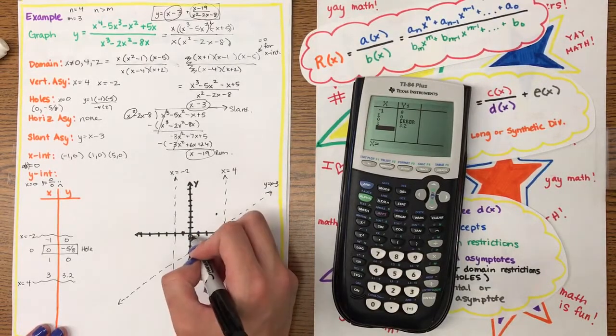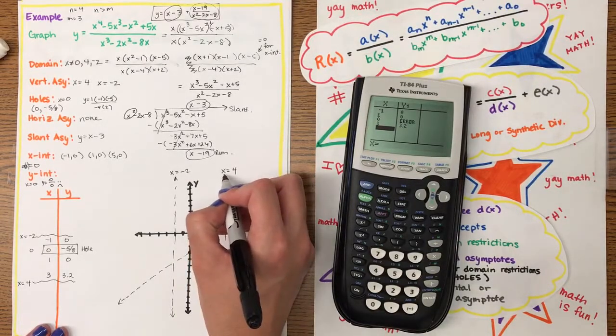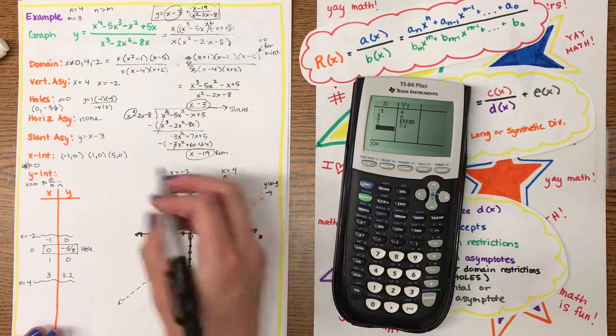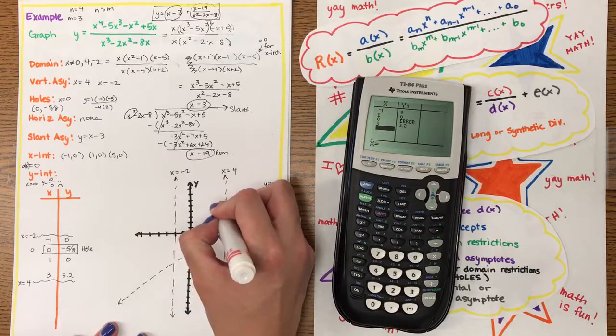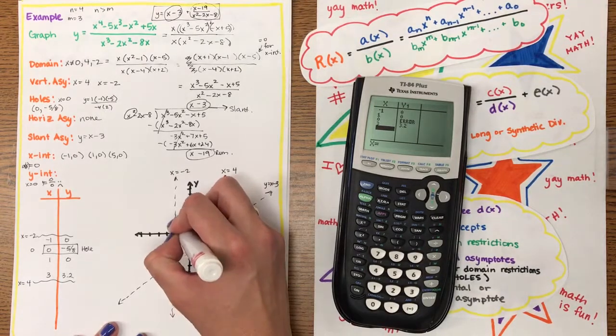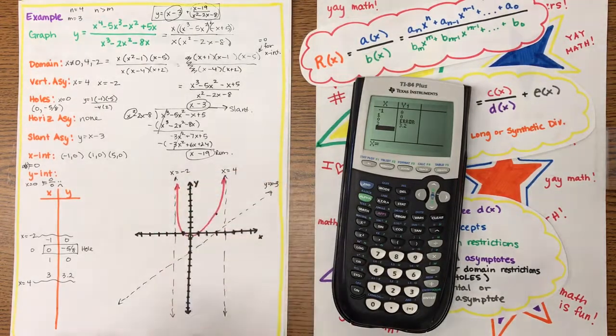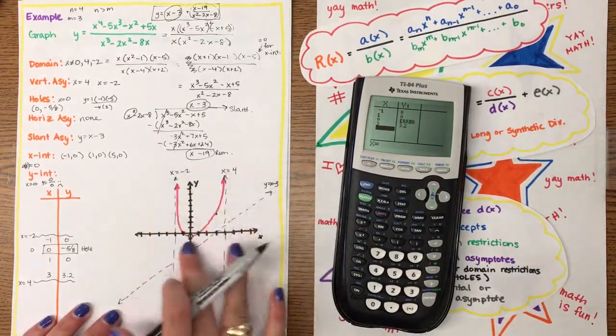So what I can see is my graph seems like it's approaching this vertical asymptote and this vertical asymptote. So I'm just going to graph that. So we're going like that and like that. So I'm kind of up here in the middle.